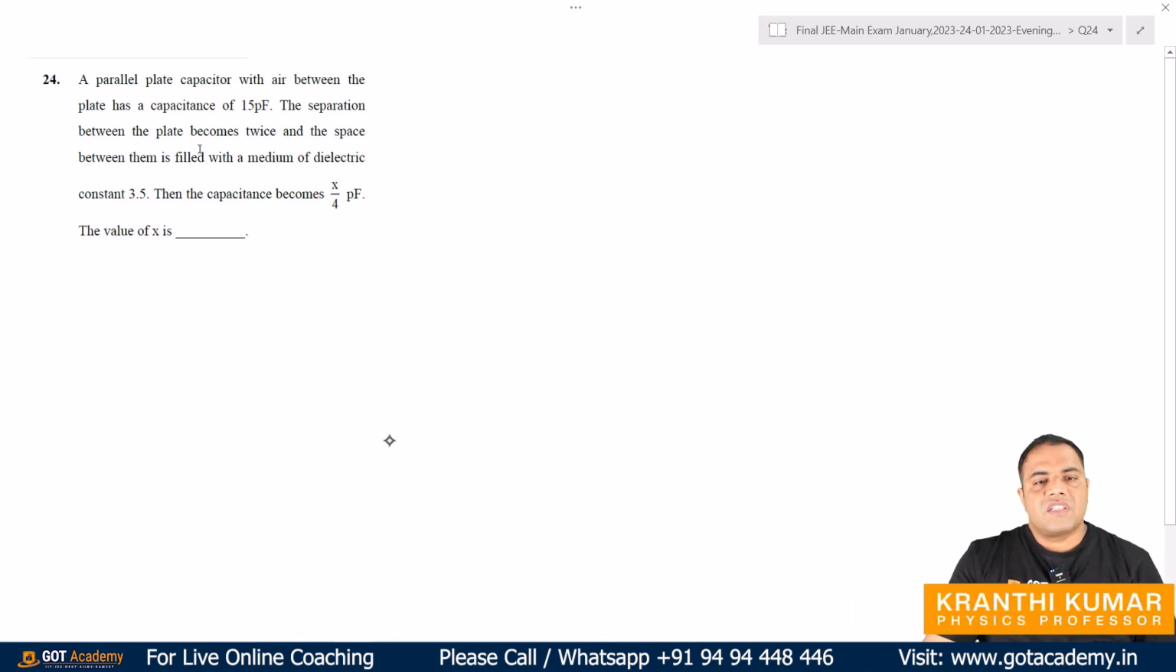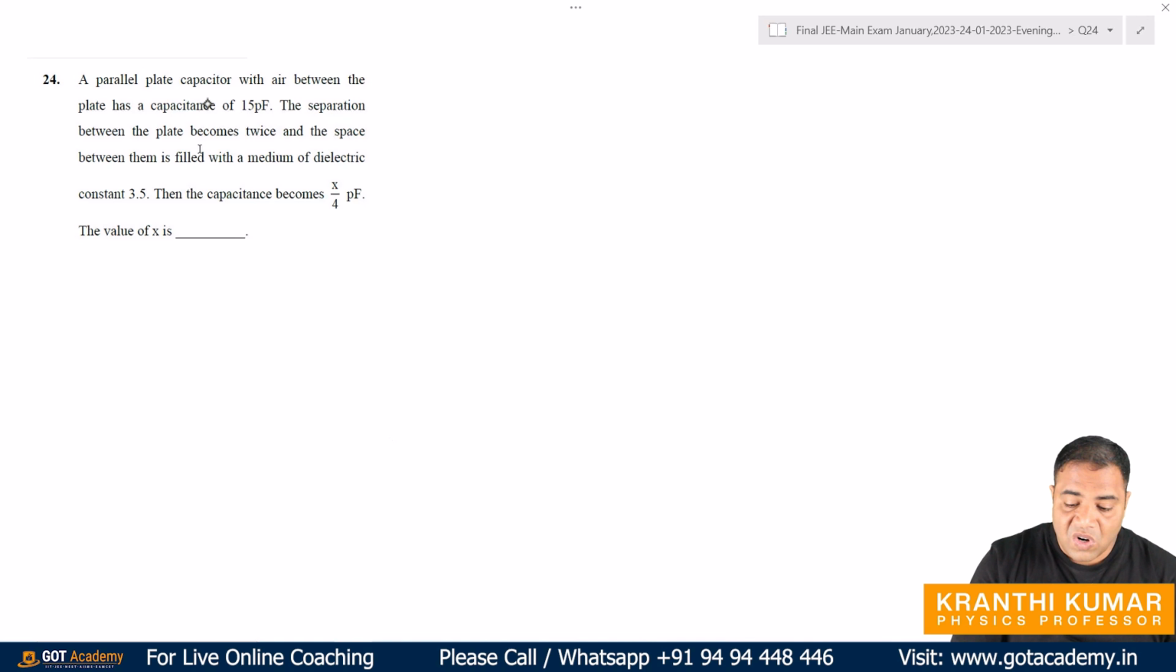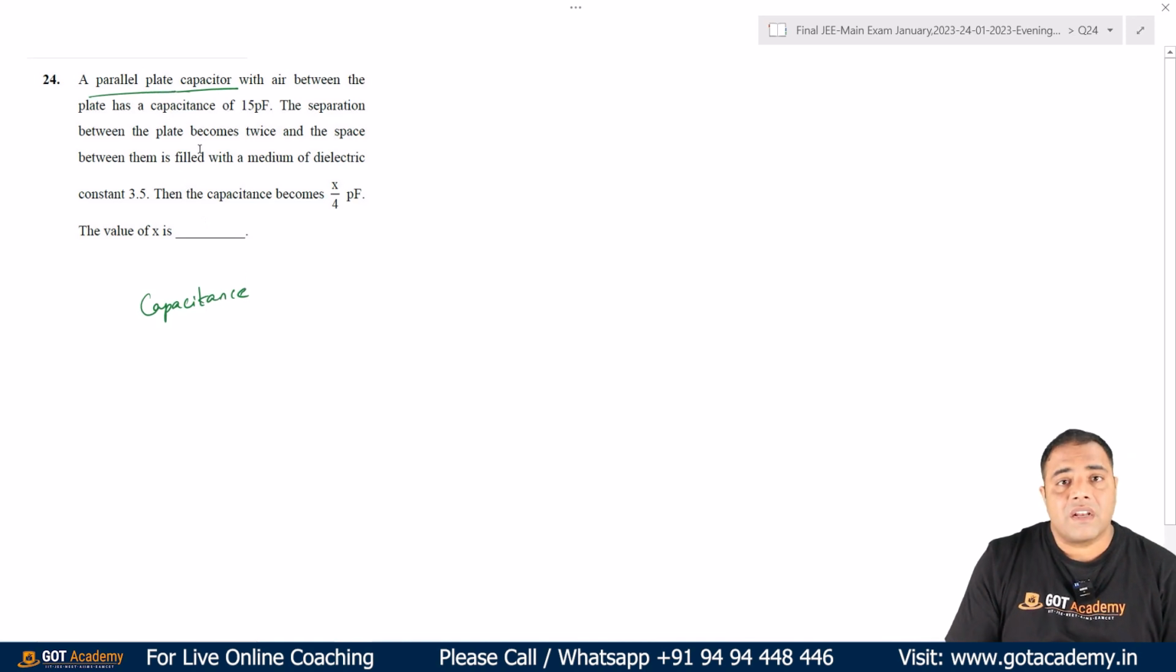So question number 25 was given that a parallel plate capacitor. The question itself tells it is a capacitor, so no doubt this is from the capacitance chapter. He is mentioning parallel plate. Do you know the formula for parallel plate capacitance? For a parallel plate, it is given as C is equal to epsilon naught A by D.